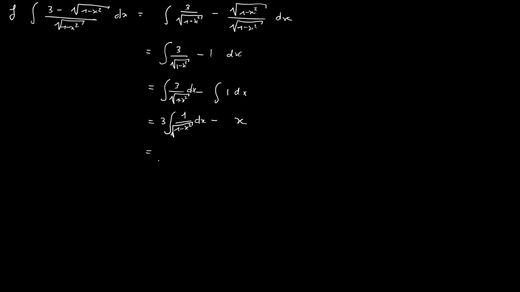And for this, if you don't immediately see it, you can go look up in the list. It's a bit more contrived where this comes from. This is 3 times the arcsin of x minus x from here. And then we still have to add plus c. So here there was a plus c as well. So this is the way we would solve f.